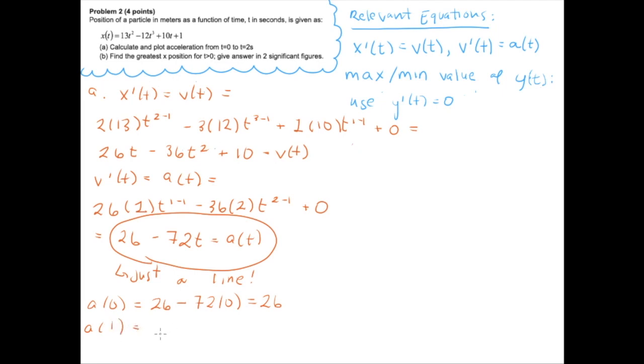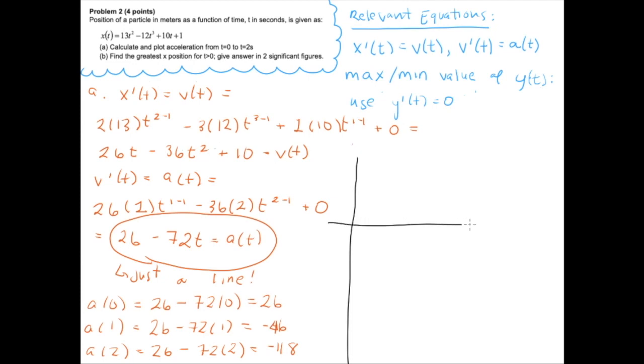A of 1 equals 26 minus 72 times 1, which equals minus 46. And I messed up drawing my 4 there, but I promise that is supposed to be a 4. And finally, a of 2 equals 26 minus 72 times 2, which equals minus 118. Okay, so we could have done this just using 2 points, because you just need 2 points to draw a line, but I just did 3 to help me draw my line a little bit more accurately.